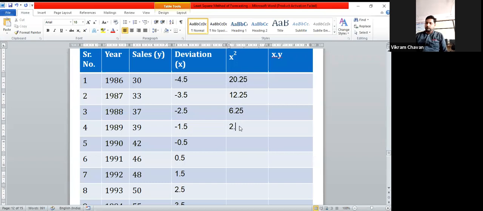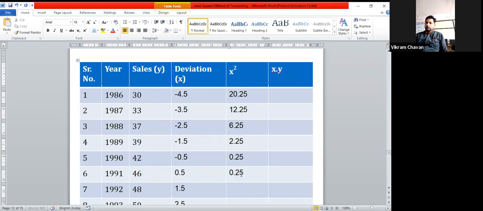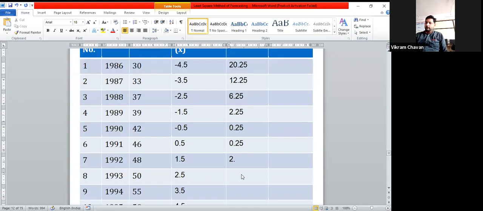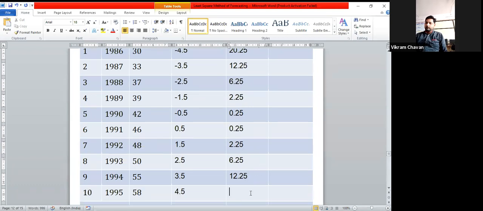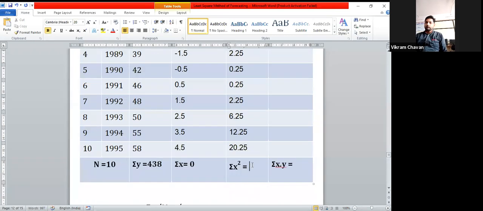1.5 square is 2.25 minus 0.5 square is 0.25. Same quantities will be repeated on the downward side also: 0.25, 2.25, 6.25, 12.25, and 20.25.